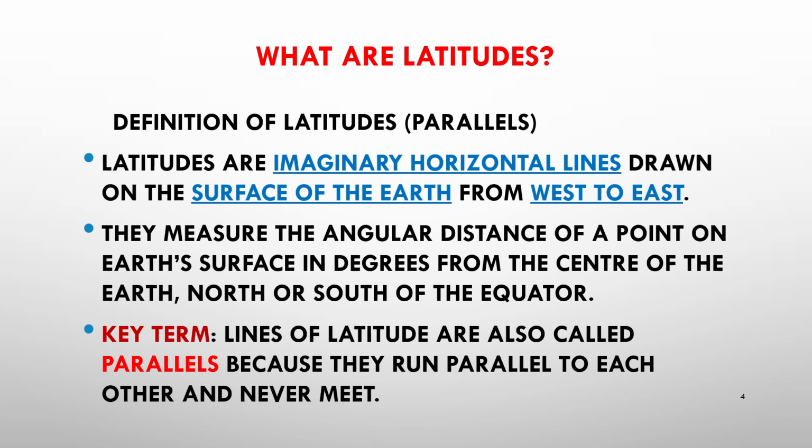Good. They measure the angular distance of a point on Earth's surface in degrees from the center of the earth north or south of the equator. Now let me break this down into digestible pieces. First, imaginary horizontal lines.